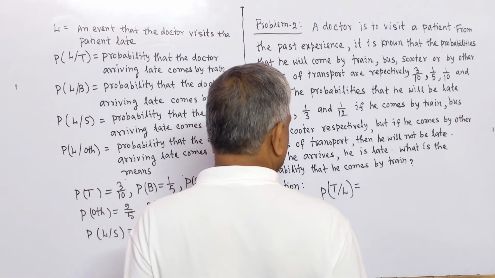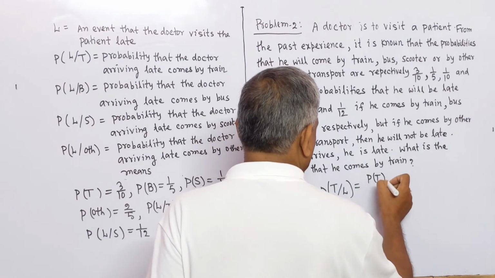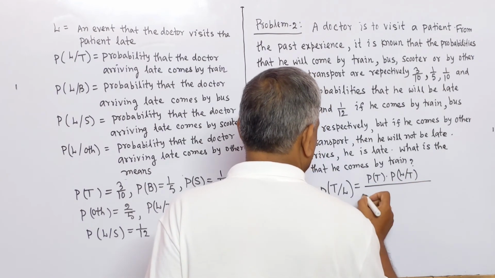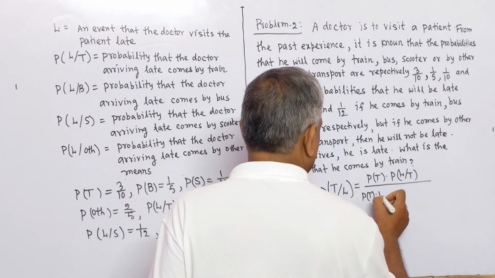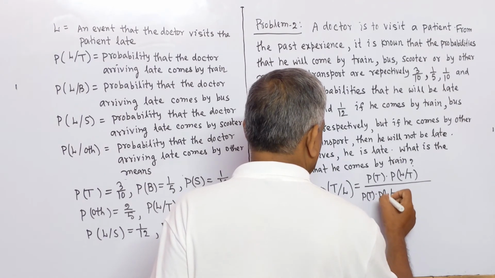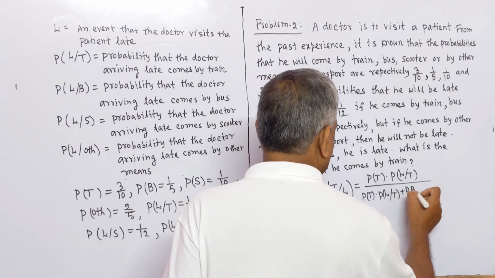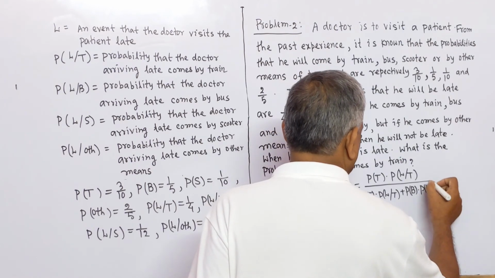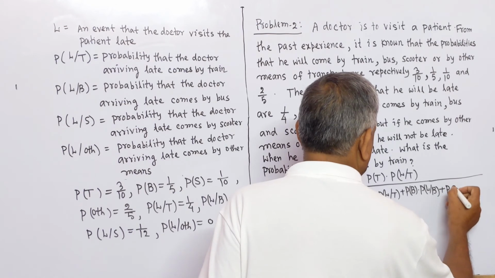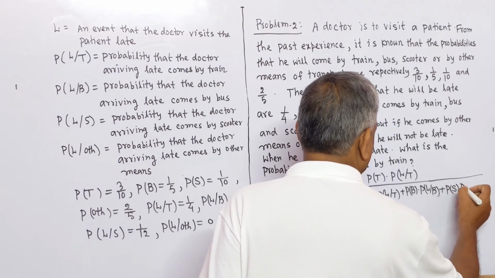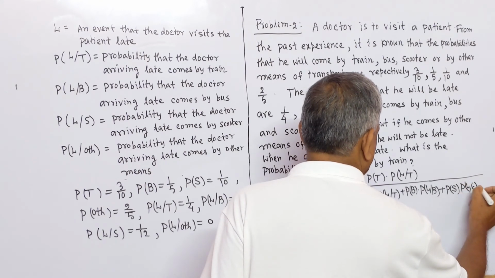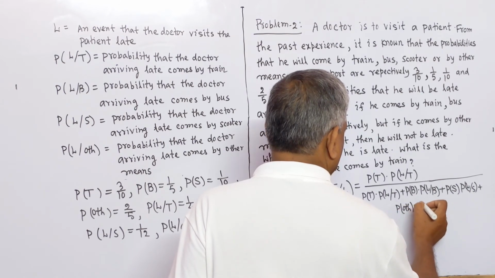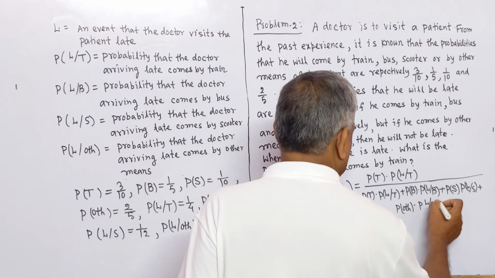With the help of Bayes theorem, we write this formula. Probability of T multiplied by probability of L slash T, divided by probability of T multiplied by probability of L slash T, plus probability of B multiplied by probability of L slash B, plus probability of scooter S, probability of L slash S, plus probability of other means multiplied by probability of L slash other means.